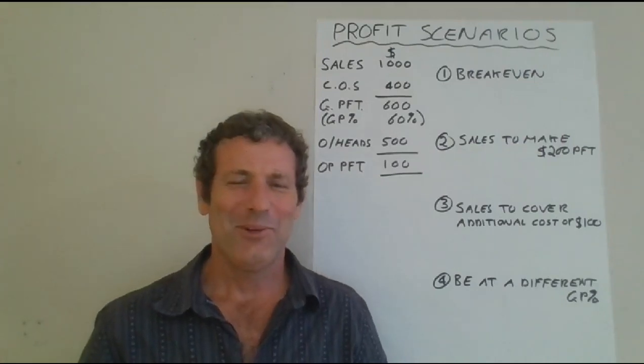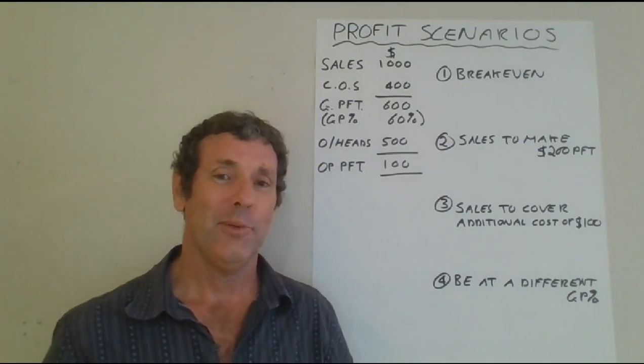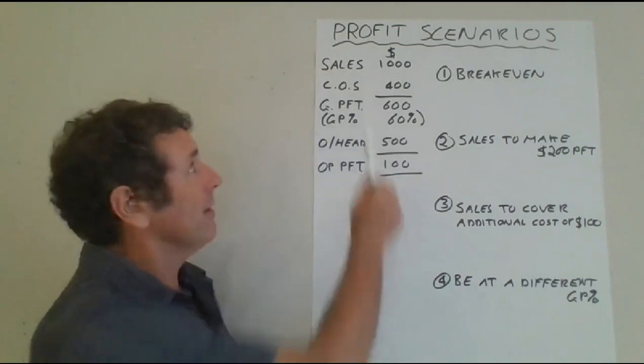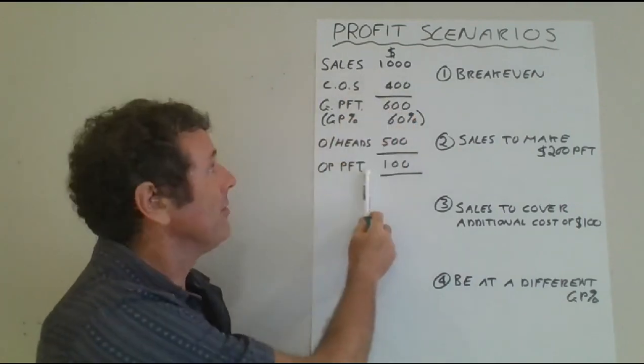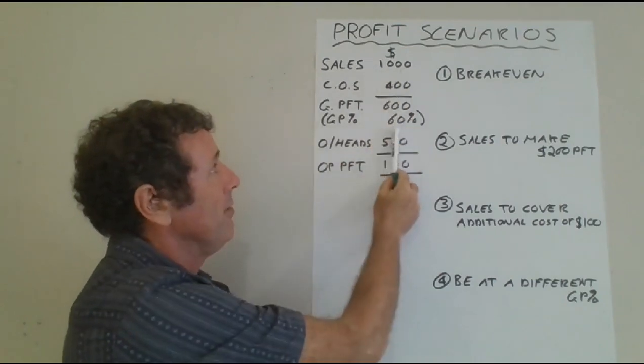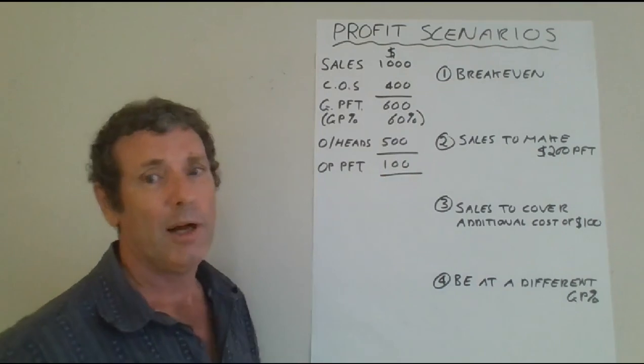Today I'd like to show you how to use a break-even formula to calculate profit scenarios within your business. What we'll do is assume that your business profit and loss statement looks like this, and that you've maybe generated $1,000 worth of sales, 60% gross profit percentage, and an operating profit of $100.